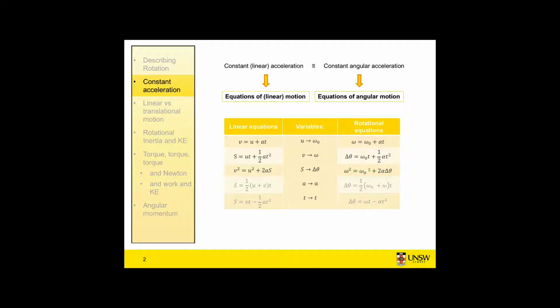I won't go through all of them, but you can see that our first equation, our final velocity is equal to our initial velocity plus the acceleration times the time, is now written as our final angular velocity is equal to our initial angular velocity plus the angular acceleration times the time.